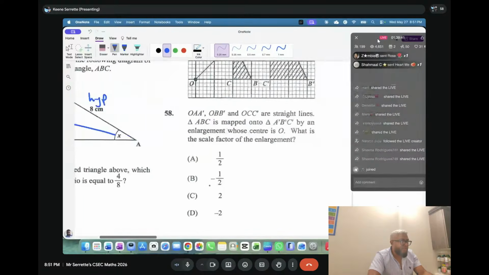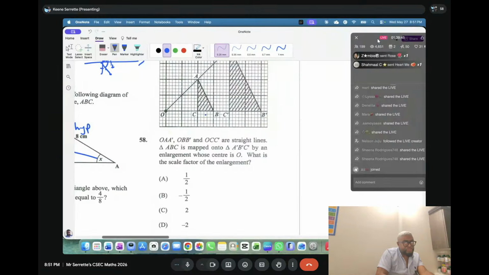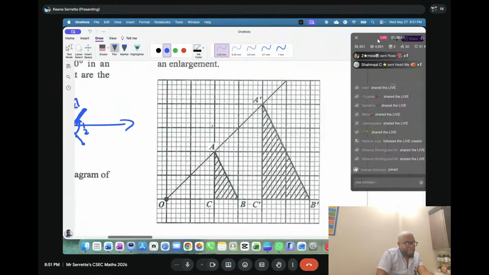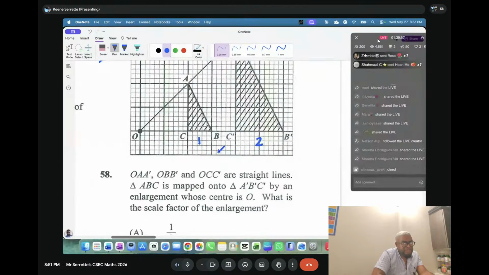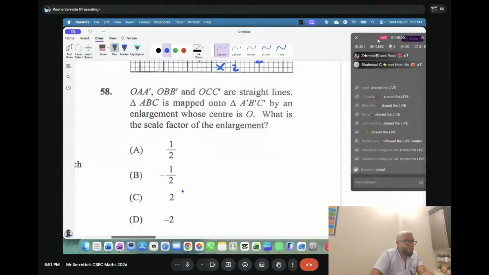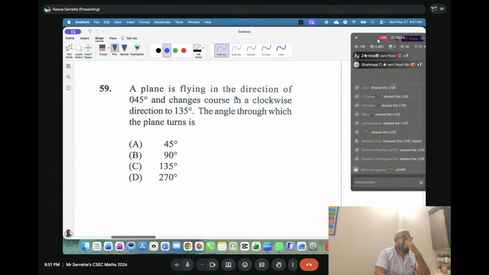Let me go to 58. This is an enlargement. What's the scale factor? Let's track 2 of the coordinates. Here is 1, and here is 2. So my scale factor would be multiplying by 2.